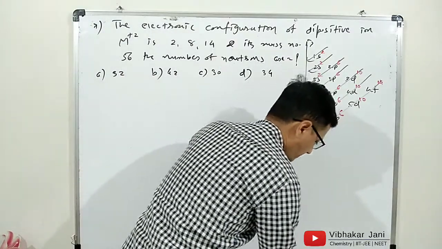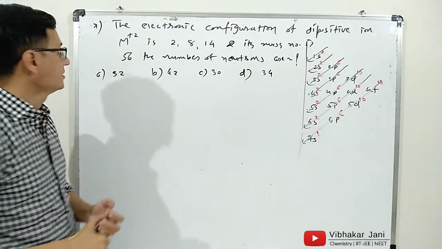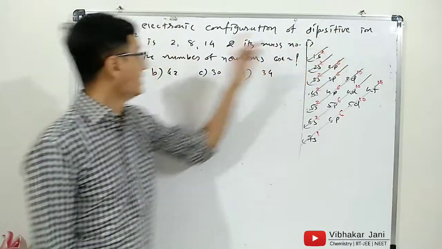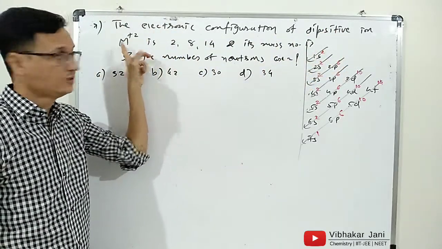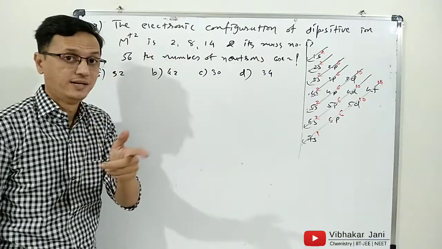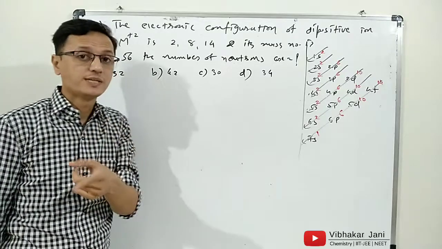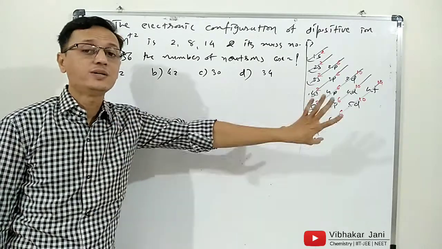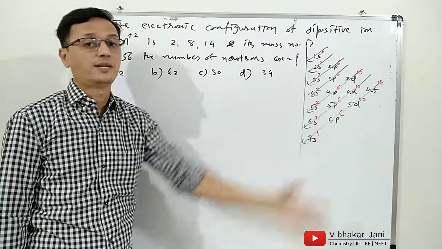Now this is the question. It is also a very interesting question. The electronic configuration of an ion, a dipositive ion, is given. This is not the configuration of an element. This is the configuration of an ion. Now if it is dipositive, that means it has already donated two electrons to some other atoms.